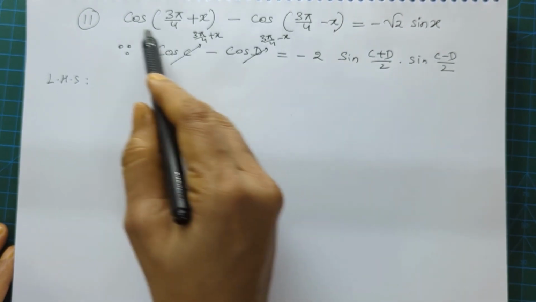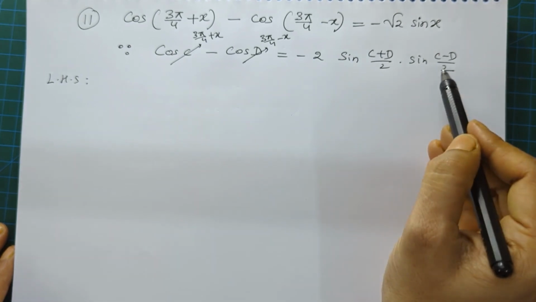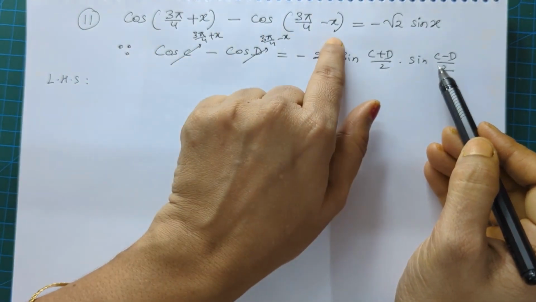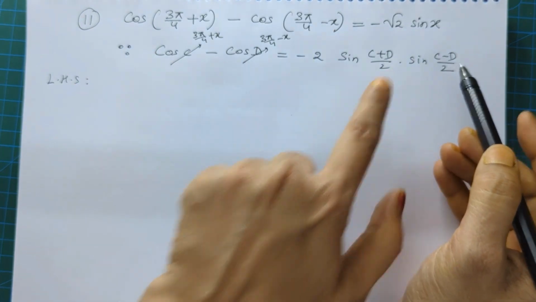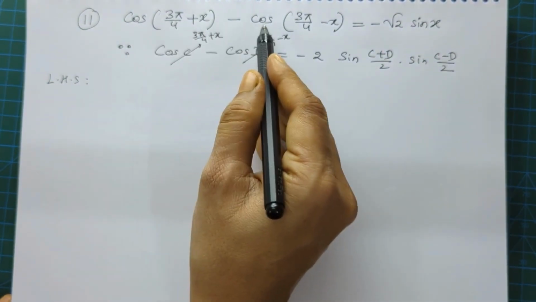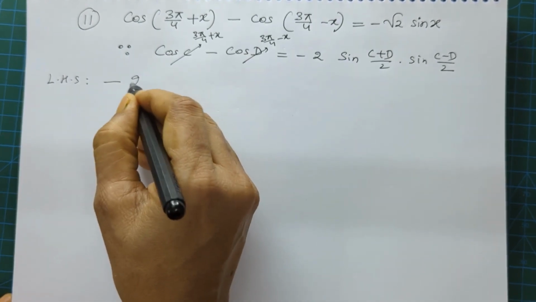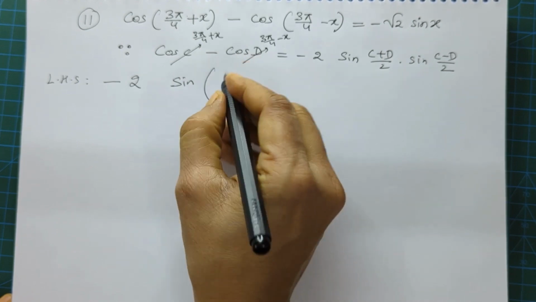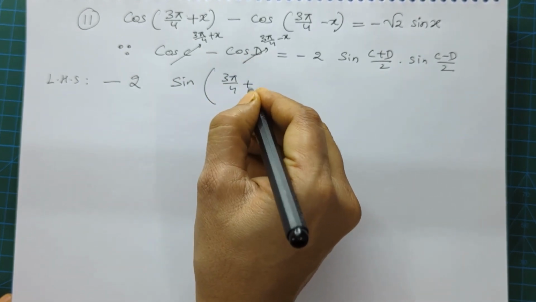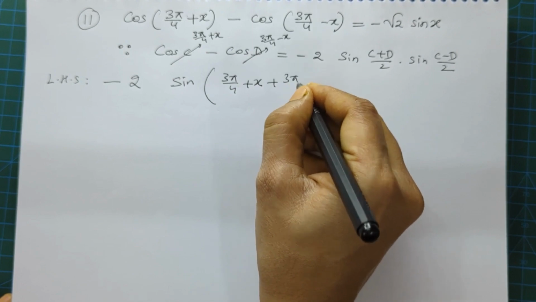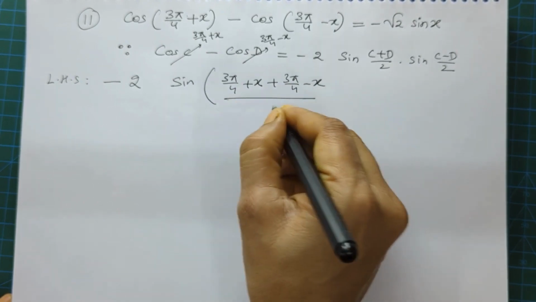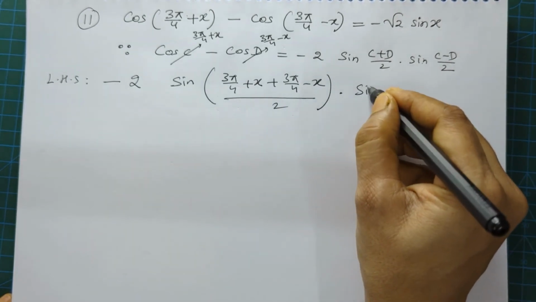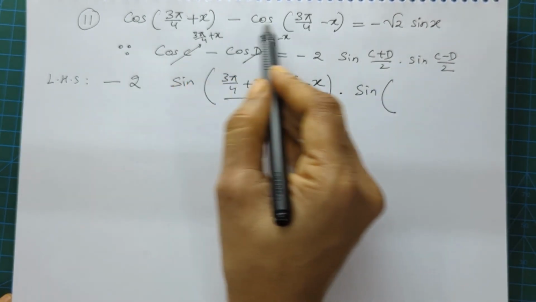What are we going to write? This one in the form of this. So I am writing the next step after the left hand side. Left hand side is this, and I am writing its next step. So cos C minus cos D is negative 2 sine of (C plus D) by 2, that is (3π/4 + x + 3π/4 − x) by 2, times sine of (C minus D) by 2.